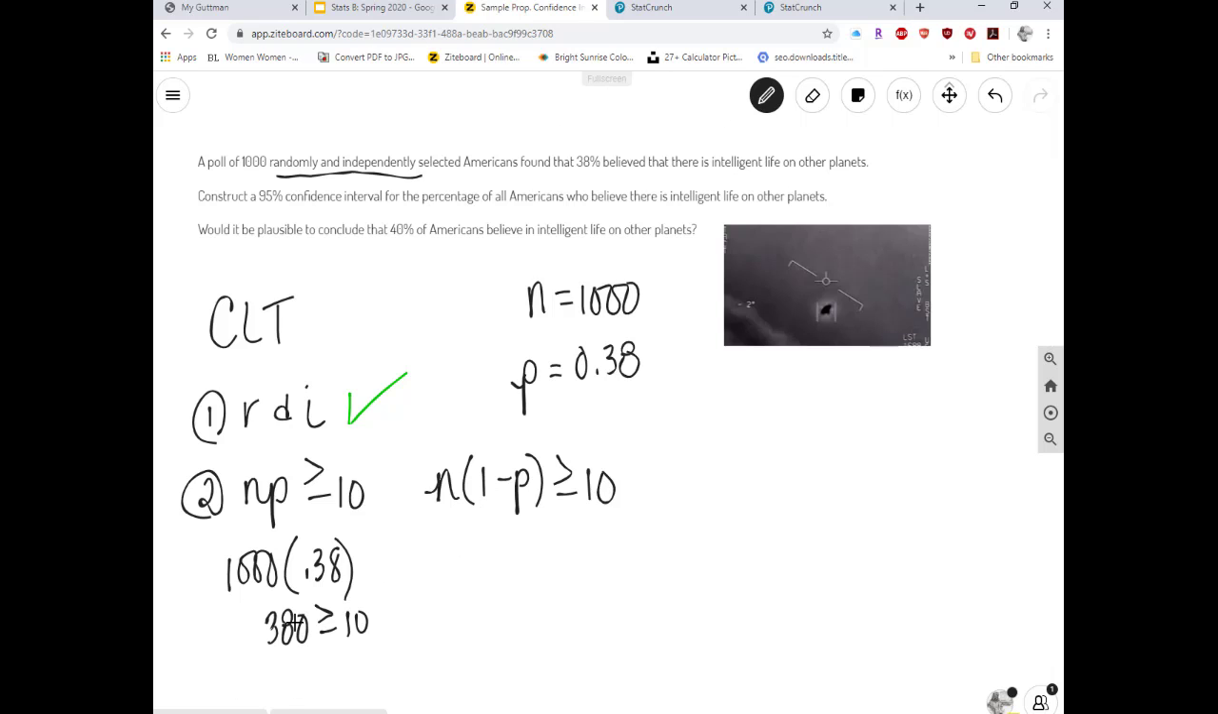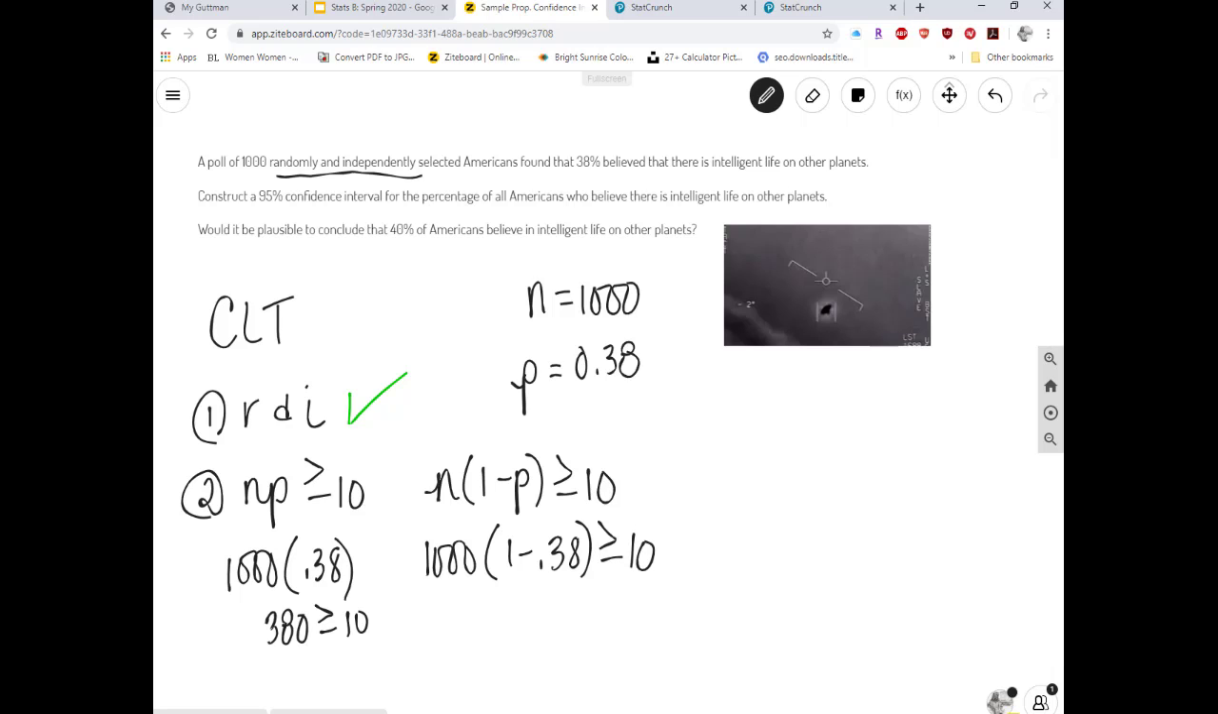Now, if 380 are what I expect of this sample of these Americans to believe that there is intelligent life on other planets, then everybody else would be expected not to believe in life on other planets. So I can just subtract 380 from 1,000 and get 620, but I could also do it using the calculation here. So 1 minus 0.38 times 1,000 is greater than or equal to 10.